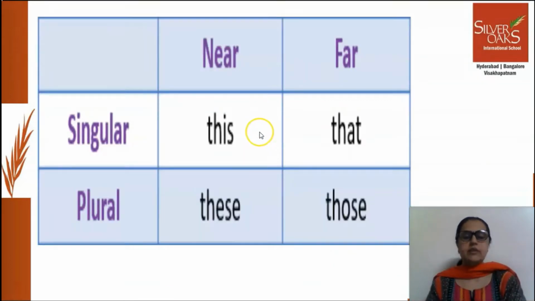Now look at this. We use this and these when we are talking about the things which are near us. And we use the words that and those when we are talking about the things which are far from us. You all know what are singular nouns and plural nouns. So we use this and that when we are talking about one person, animal or a thing. And we use demonstrative pronouns these and those when there are more than one person, animal or a thing.